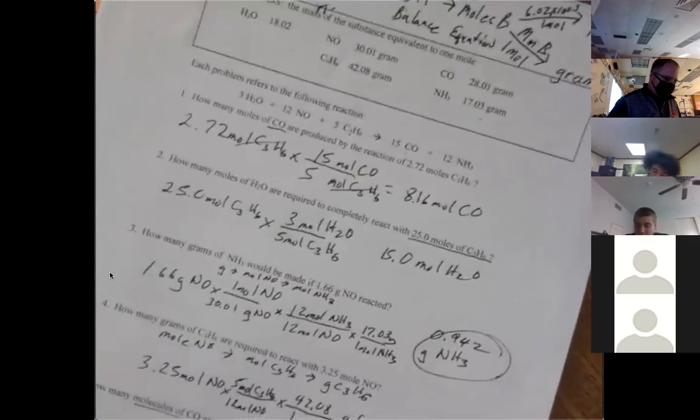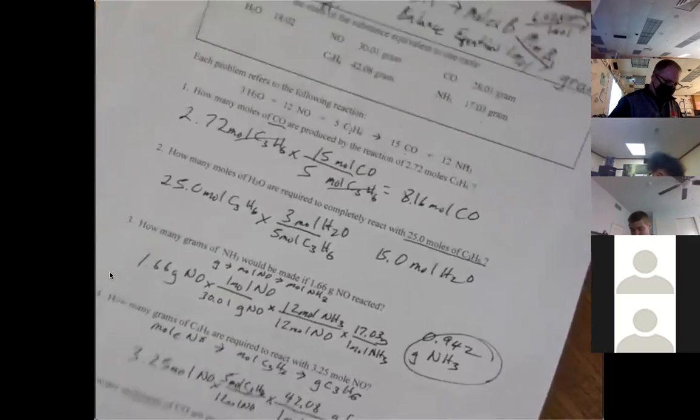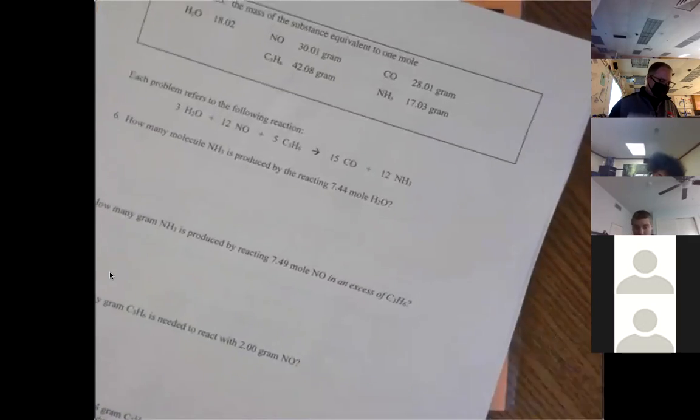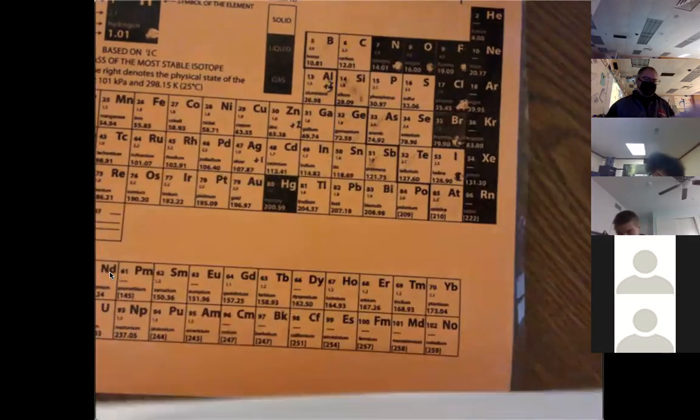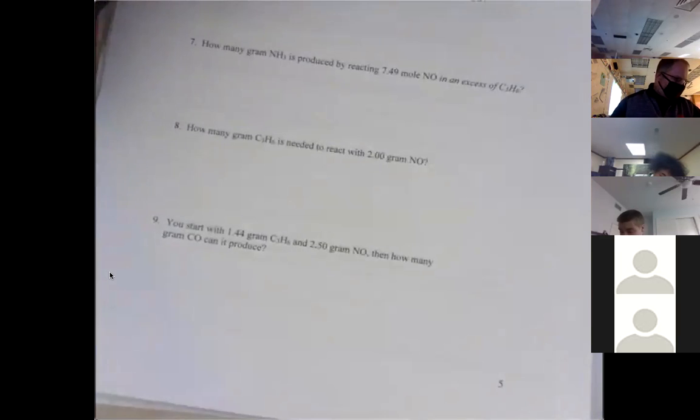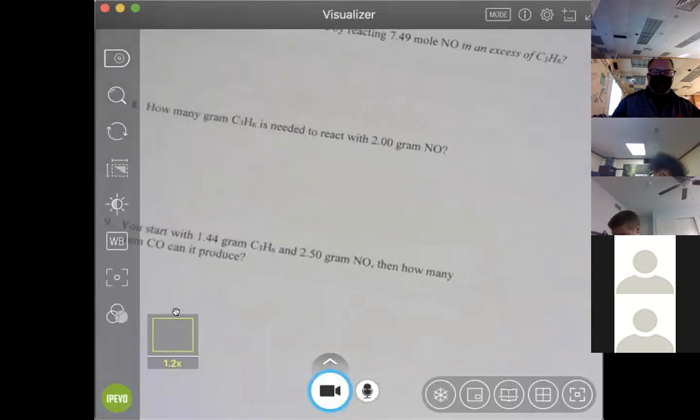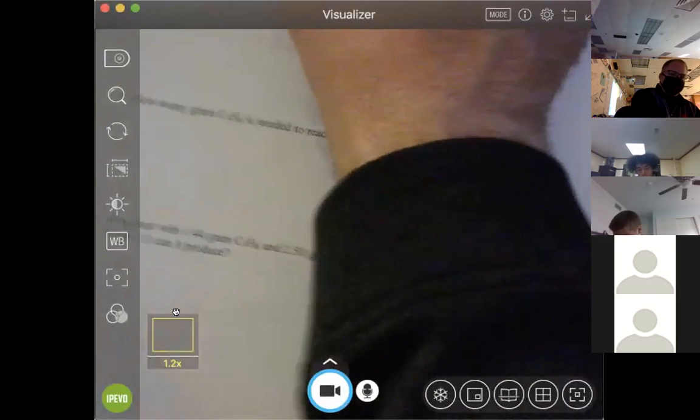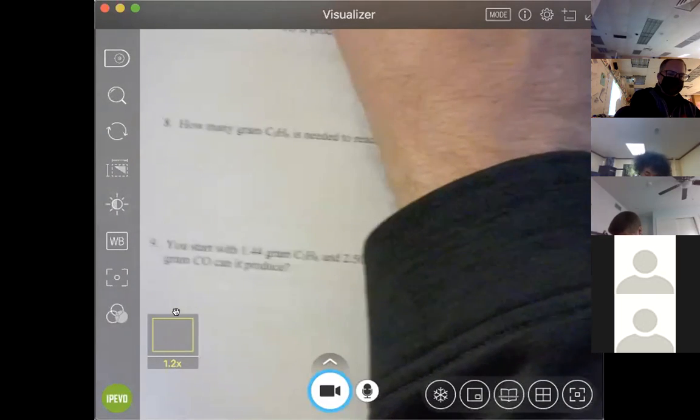So let's take a look then at how we solve some of these problems in our packet. All right, so you were to finish up page 3 and 4 this past evening. So what I would like for you to do is to go to page 5. Page 5 has some review problems like the ones that you've been doing, but it also has this tricky problem number 9.